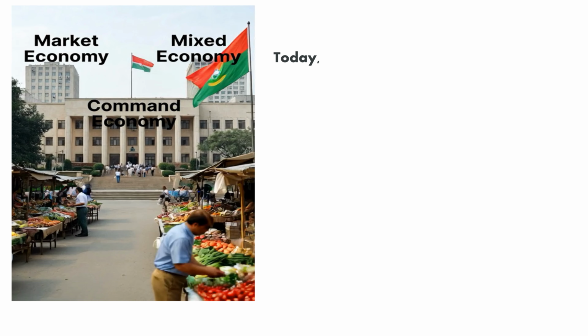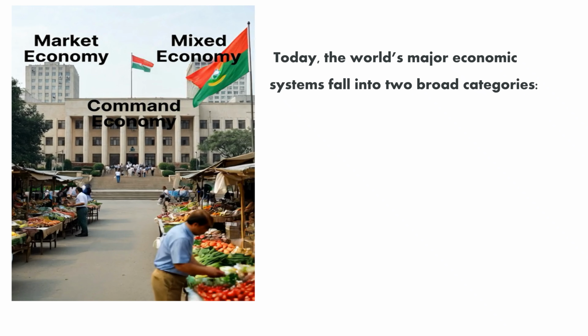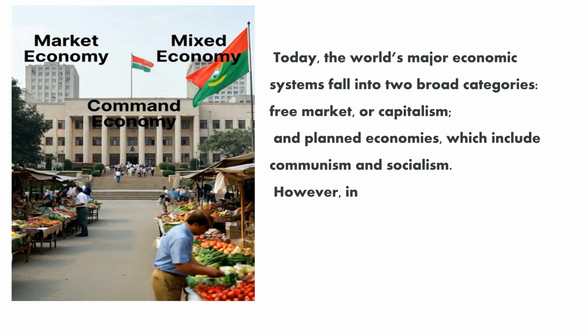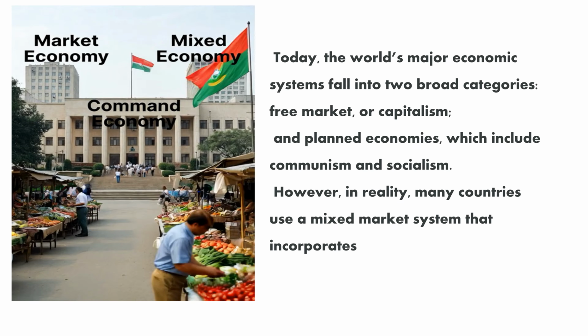Today, the world's major economic systems fall into two broad categories: free market or capitalism, and planned economies, which include communism and socialism. However, in reality, many countries use a mixed market system that incorporates elements from more than one economic system.